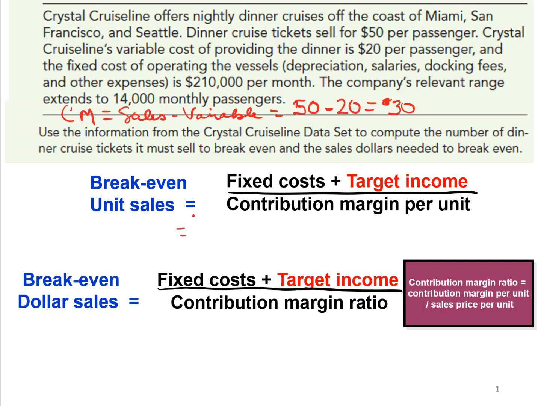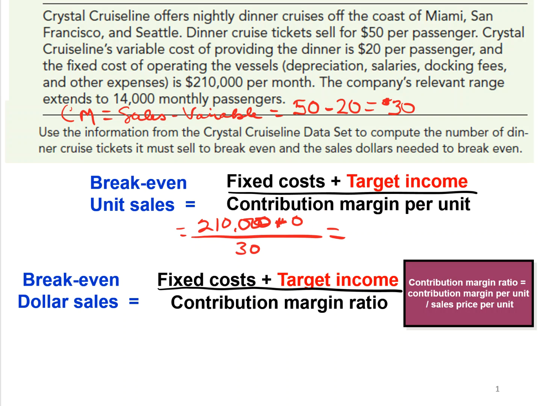So in this particular example, we know that our fixed costs are $210,000 per month, and they're not asking us for any targeted income, so we'll just leave that at 0. And then we divide that by the contribution margin per unit. Well, we just calculated that at 30.